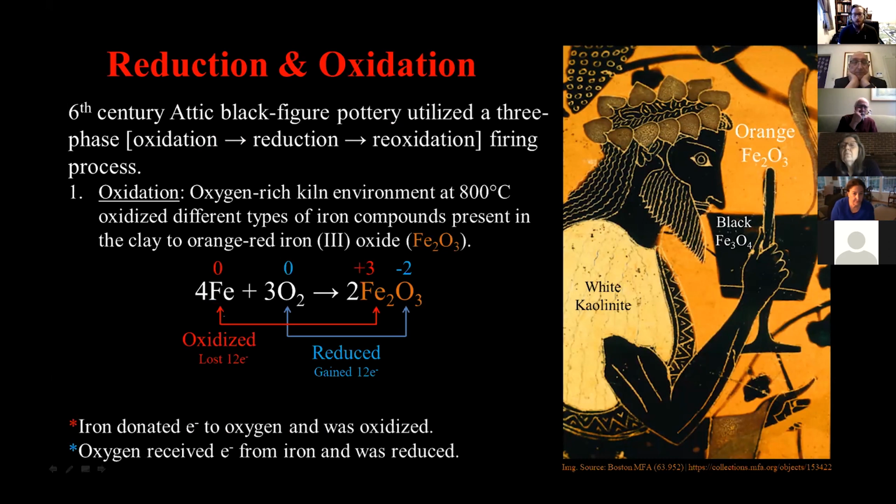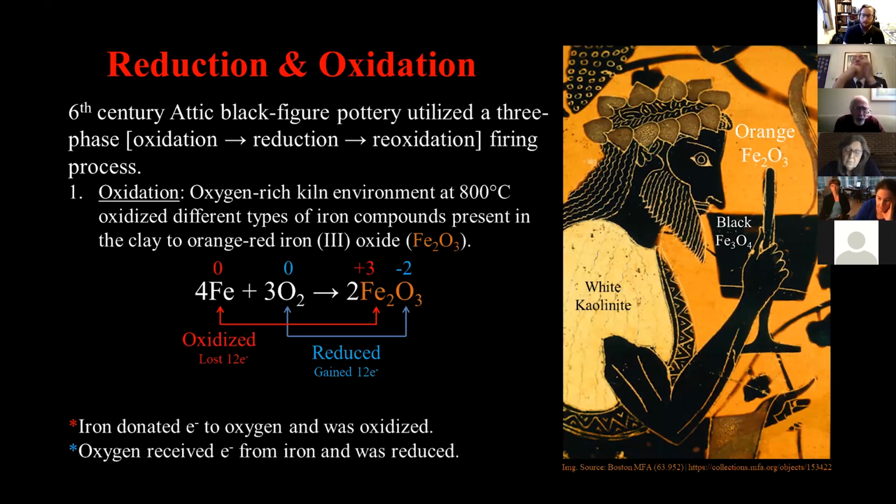So in this first step, you take your pot and you put it into a kiln. And what you're going to do is convert all of your different iron oxides, iron hydroxides, and different compounds that are in your clay and also in the slip that you applied to this. You're going to convert all of that to an orange-red iron oxide, Fe2O3. So you're going from iron, you're adding oxygen and heat, and creating Fe2O3. So it's all converting to Fe2O3 in the first step.